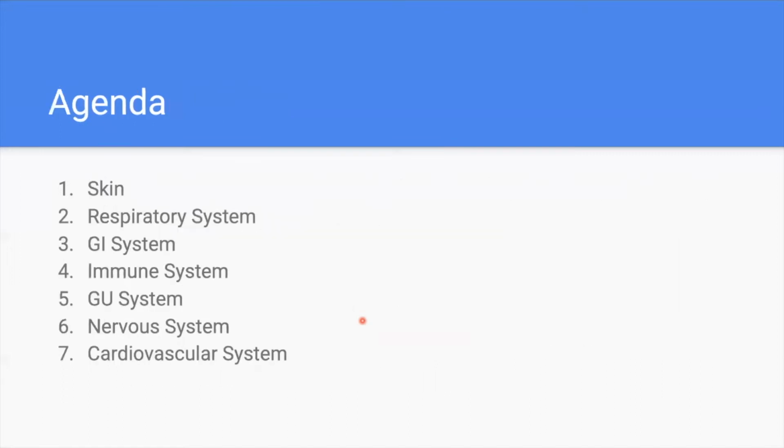Okay, so my agenda for today is to pretty quickly walk through all of these 7 systems. We're going to start with our skin and then end with our cardiovascular system. I'm going to try to boil down what I think is particularly helpful and testable as it pertains to step 1. All right, so let's go ahead and start with our skin histology.